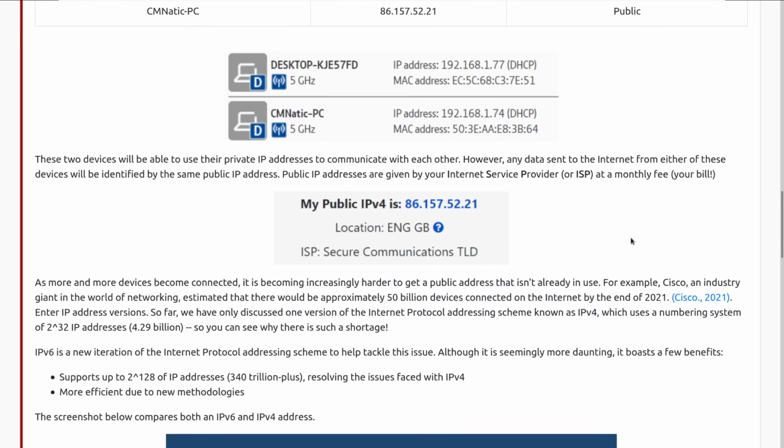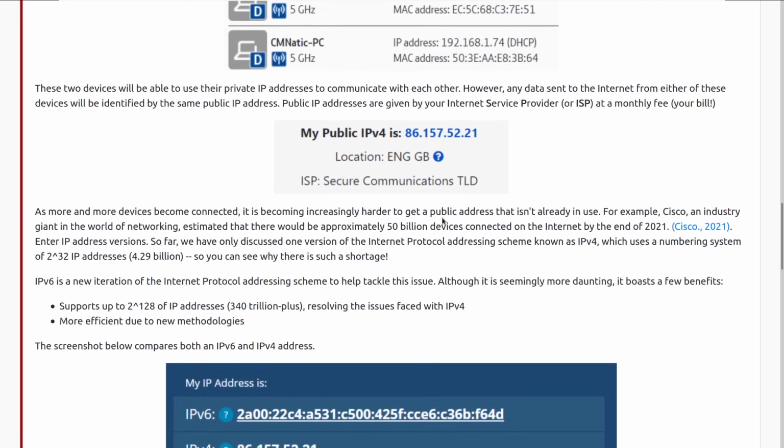Public IP addresses are given by your internet service provider, or ISP for short, on your monthly bill. So when you have an internet service contract set up, you'll have an IP address that is associated with your home. Sometimes this can be associated with a couple of different homes. This can get a little weird. You can pay to have this not change and be static, but just know that this is something that exists on the public internet in this case.